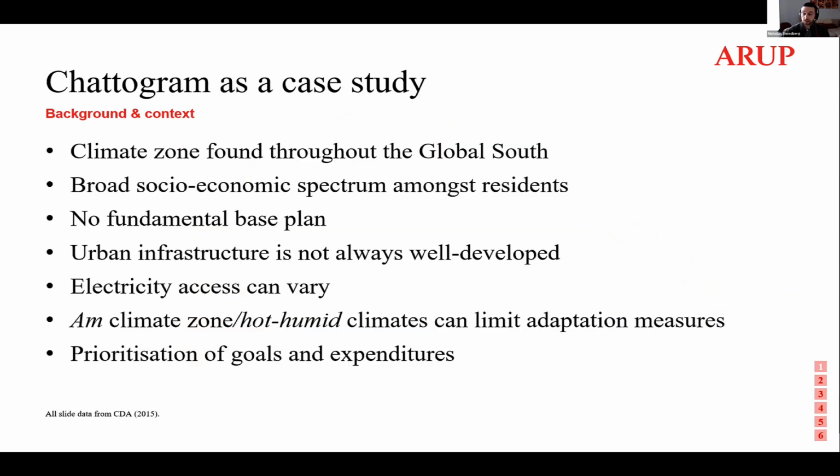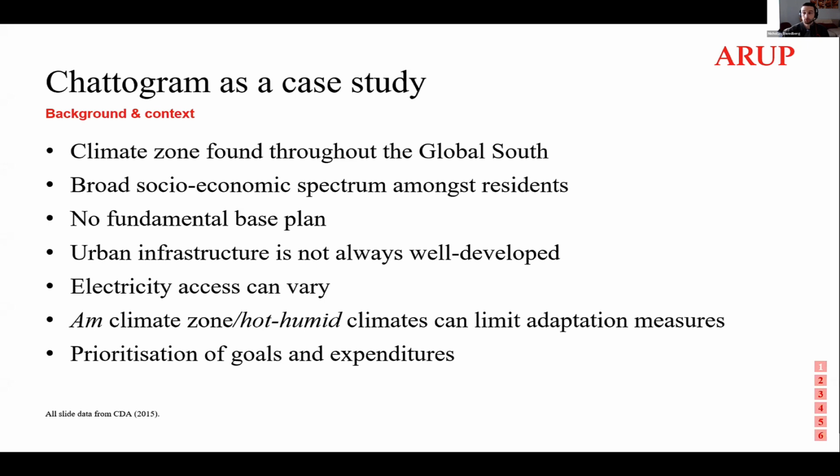So then specifically, the Chattogram selection is a case study. This climate zone, the Am Köppen-Geiger, the ASHRAE 1A, is found throughout the Global South. So hopefully the commentary here is applicable as well, going to Jacques' point a little bit earlier about Global South to Global South learning. Within the city itself, there's also a broad socioeconomic spectrum, and within that, there are different levels of capacity to adapt.